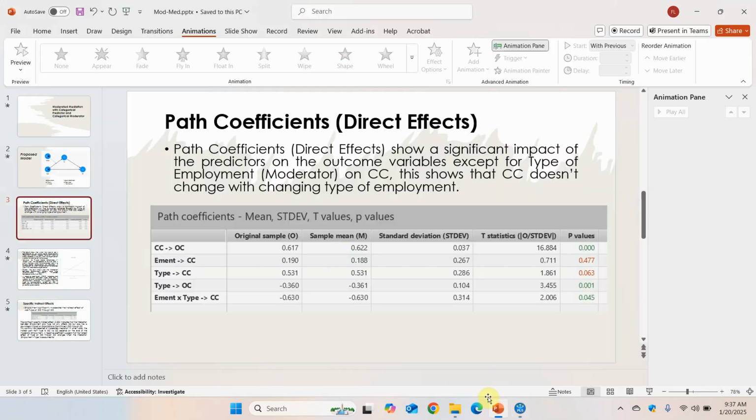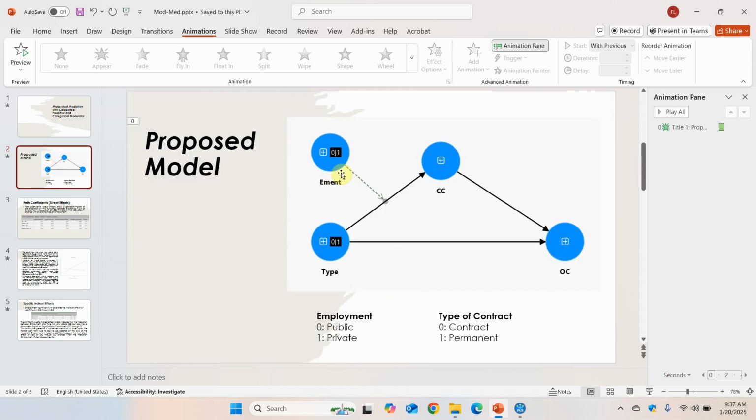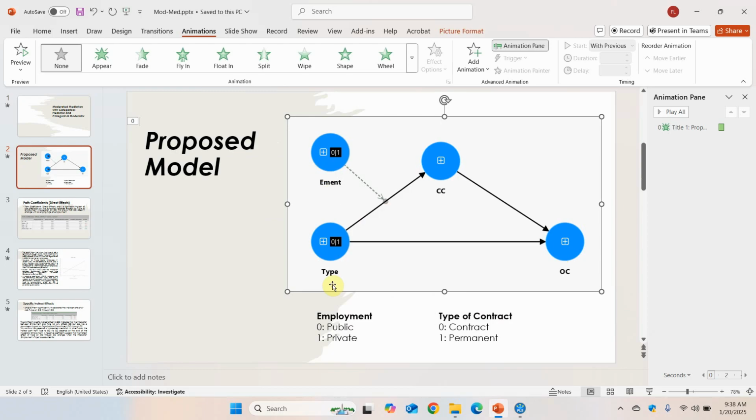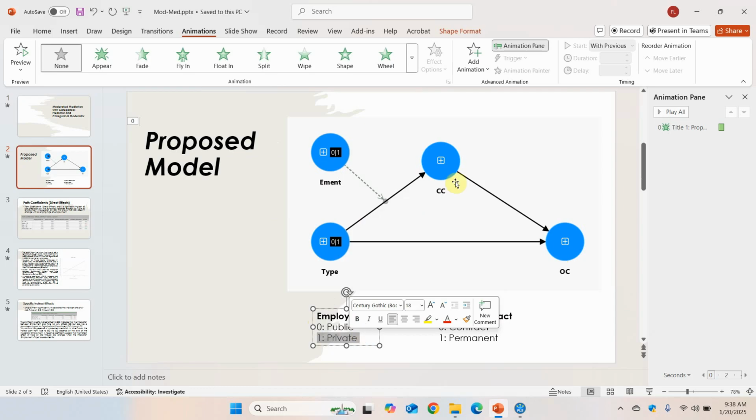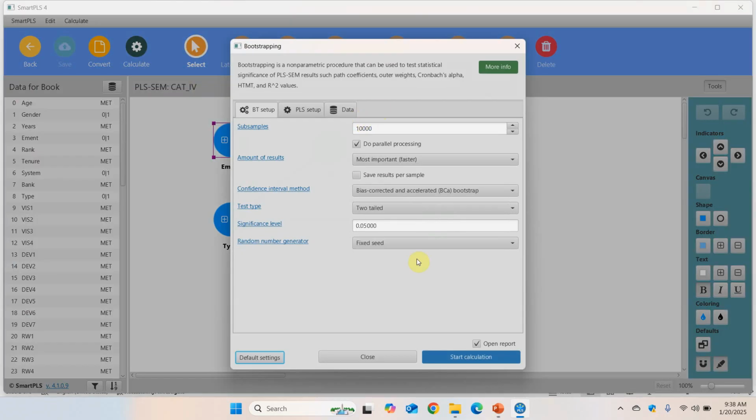Now, before we go on, let's look at this slide here. We are discussing moderated mediation with categorical predictor and categorical moderator. My model type is the type of contract, whether I have a contract with the organization or whether I am employed permanently. Employment here is whether I am working in a public sector organization or a private sector organization. CC here in the middle, that is my mediator, is collaborative culture, and the dependent variable is organizational commitment. I am interested in testing the moderated mediation. Now let's run the model. Calculate, bootstrapping. Let's start.